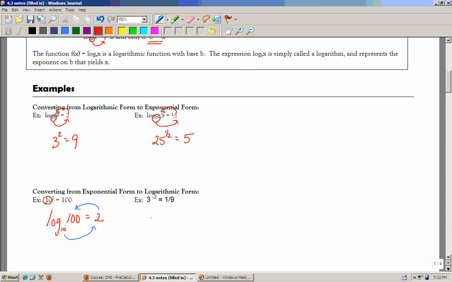And looking at this last one over here, we have the base of 3. So this is log base 3. These two flip over the equal sign. 1/9 equals -2. And again, if you check this with a little circle of logs, 3 to the negative second power is equal to 1/9.